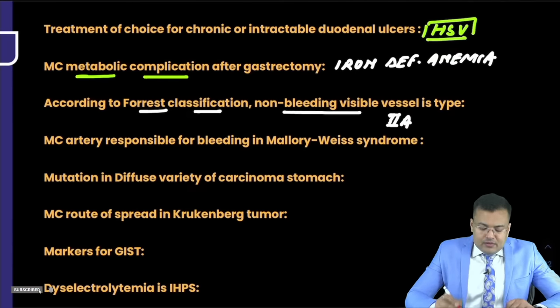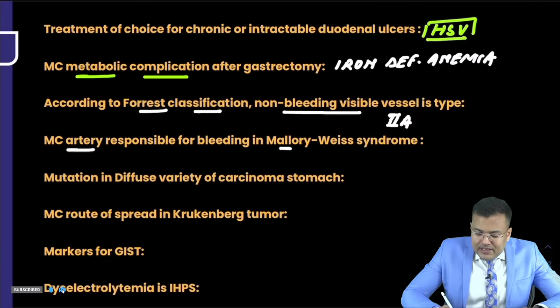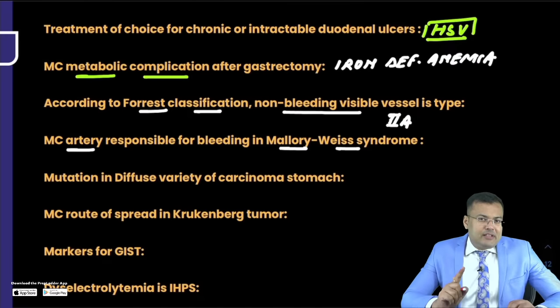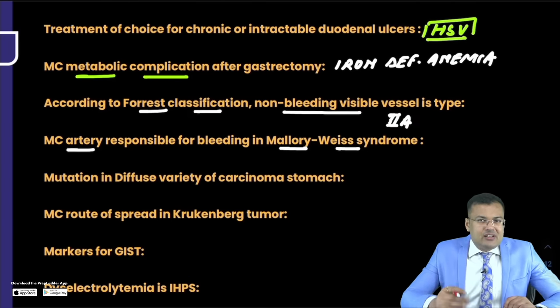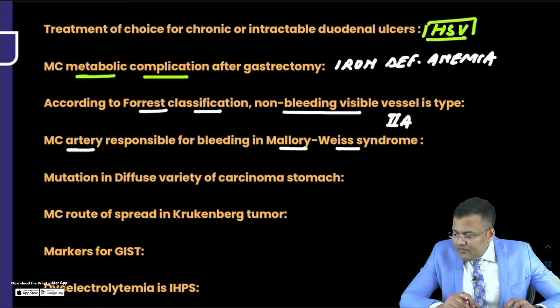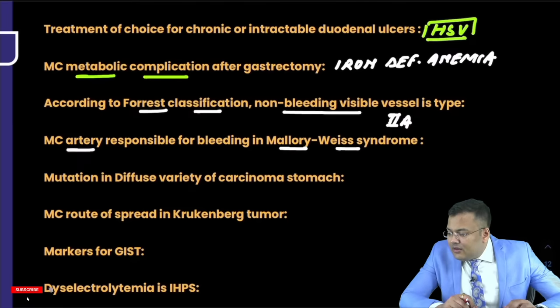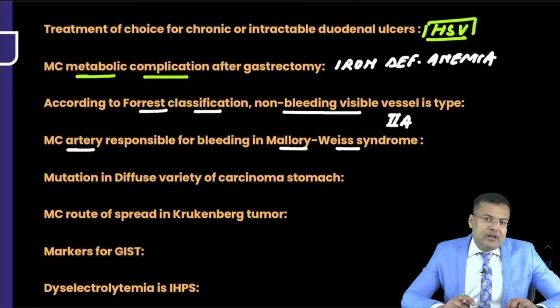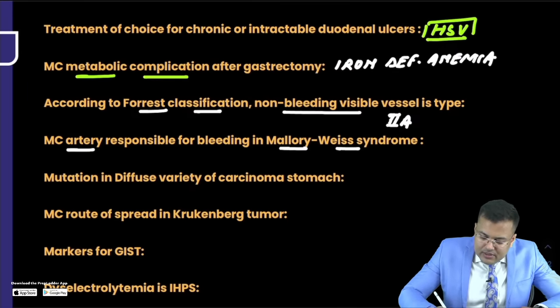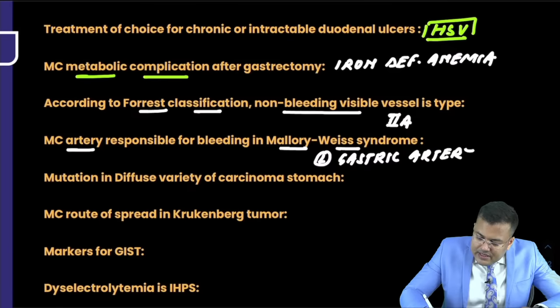Next question. What is the most common artery responsible for bleeding in Mallory-Weiss syndrome? Mallory-Weiss syndrome, the location is just below GE junction, that is cardia. So tell me most common artery responsible. Mushahid Khan, Abhishek Kumar, Deepak, Ajit Meena, Uma, Sherin, Ashwini, Ayushi Sachan, Kshitij Pachauri, Deepak Sahu, Priya, all of you correct, guys. It is left gastric artery. So bleeding occurs from left gastric artery.